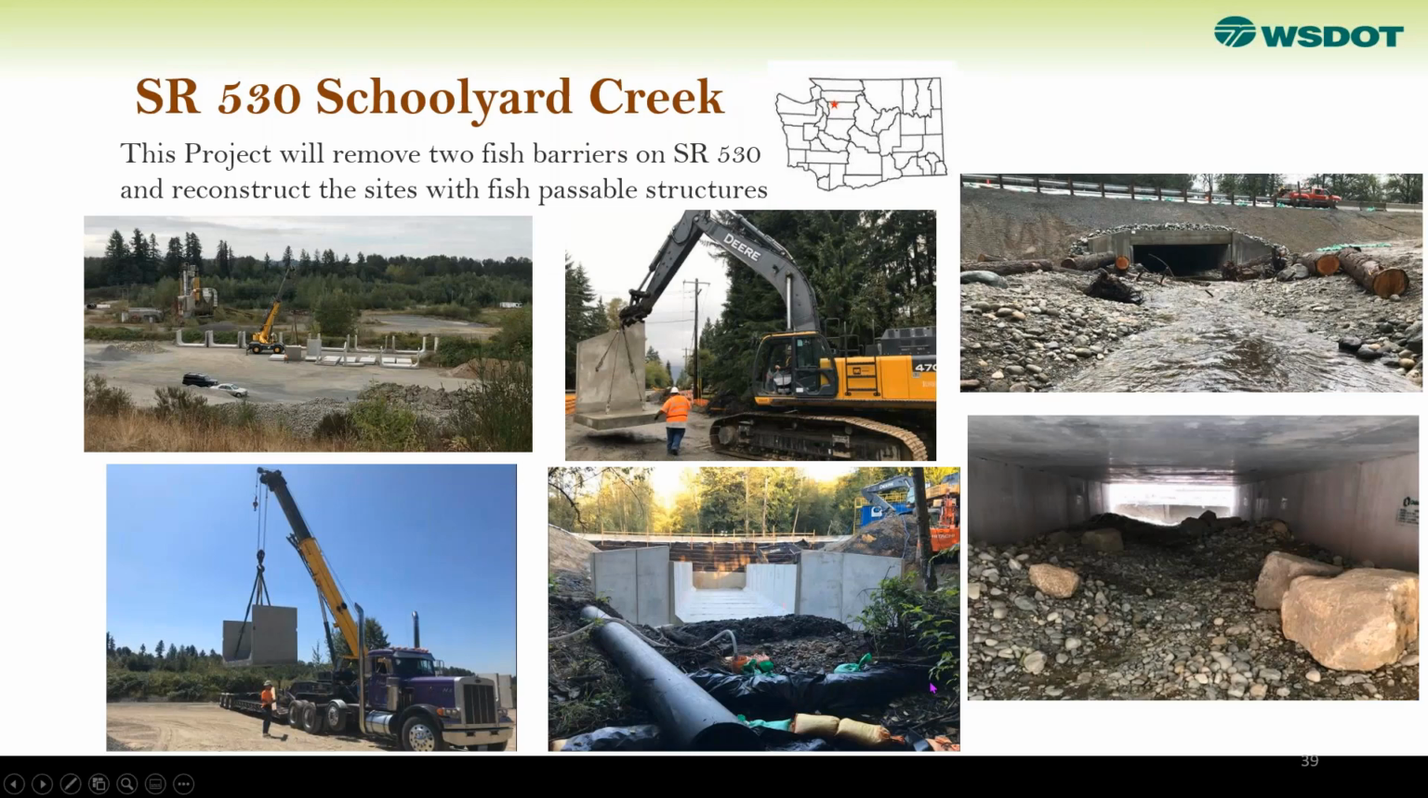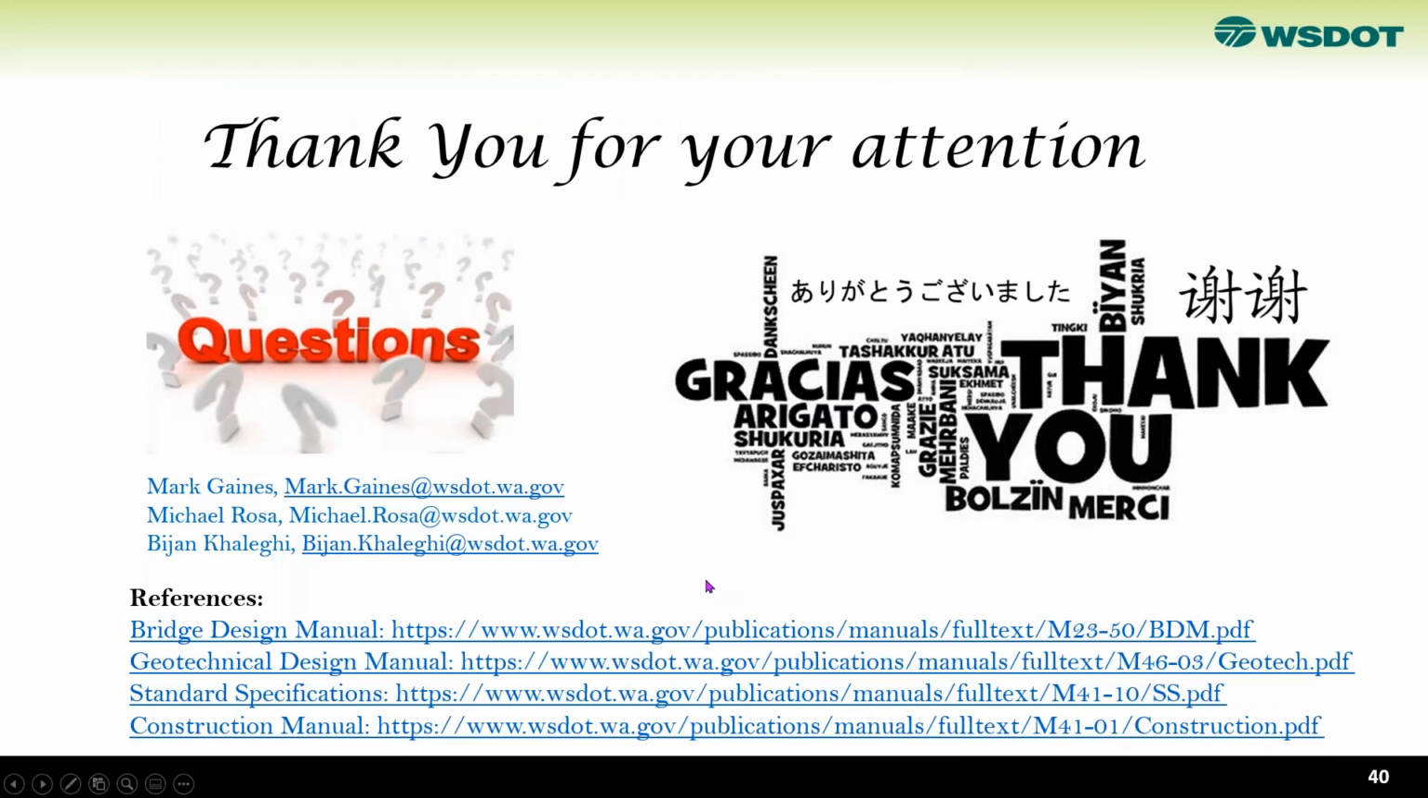And then SR 530 Schoolyard Creek. This is the last project, and that one also you can see the benefit of precasting here. That was done off the site, and then brought to the job site, including the precast wing wall and footing, and assembled together to meet the fish passage requirement, building the stream inside the culvert and opening to the stream flow. That was my last slide, and thank you for your attention.